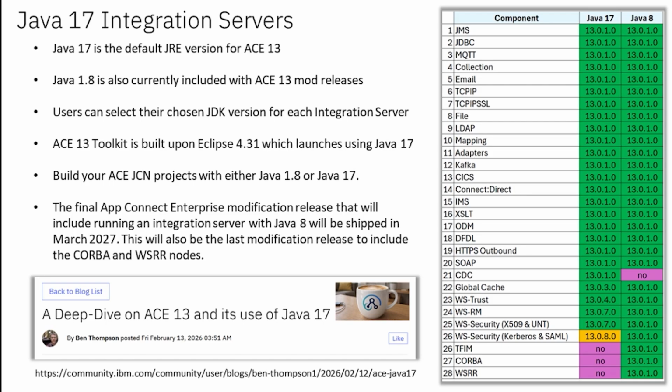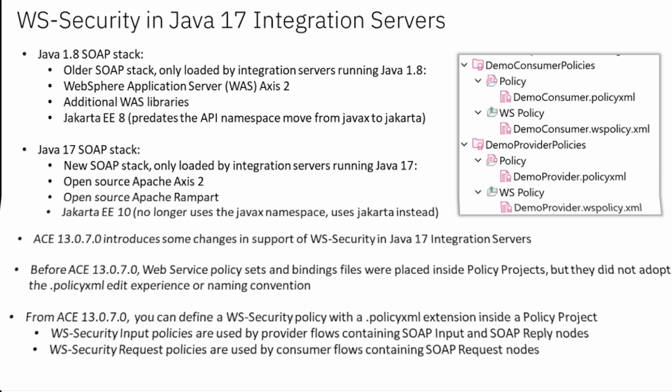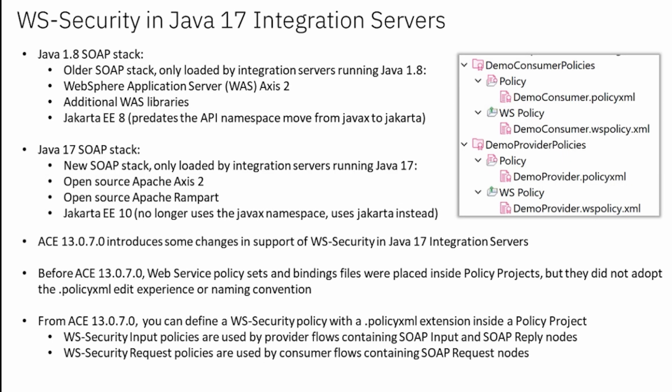So against that backdrop of Java 17 support, what particularly have we done in the area of WS security? Well, for many years, ACE has included particular libraries and runtime capabilities of the WebSphere Application Server products embedded directly inside ACE. And so the Java 1.8 SOAP stack that you can see listed here is still available. It's still there as part of the product. And it's nowadays only loaded up by integration servers that are using Java 1.8.